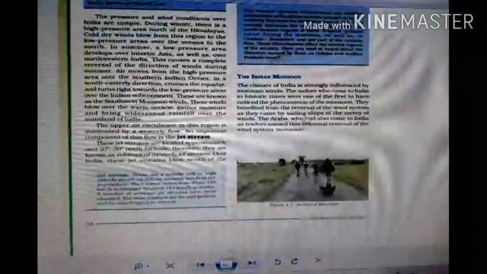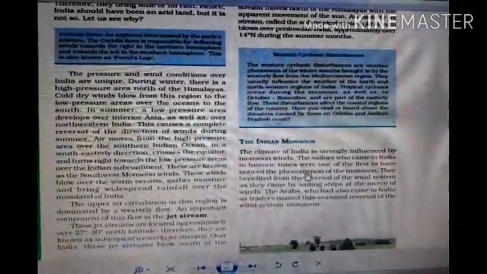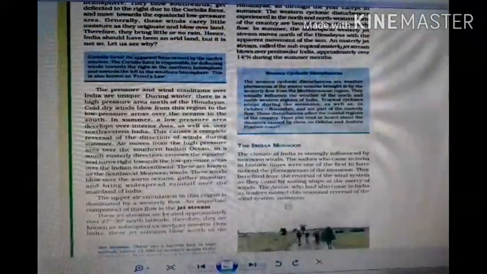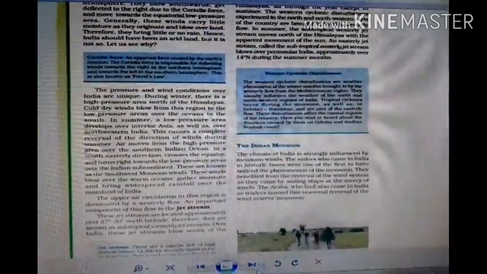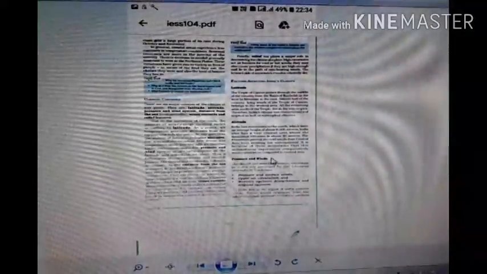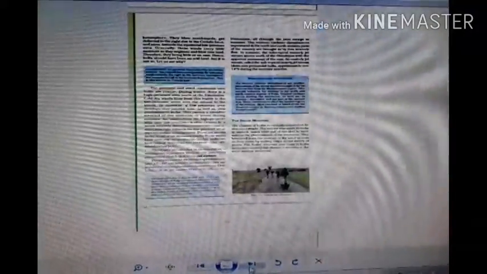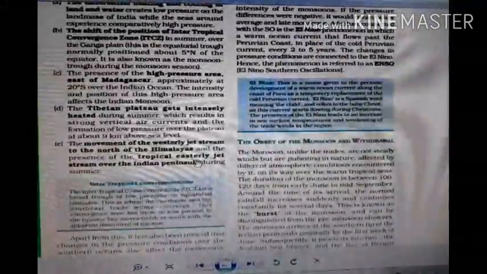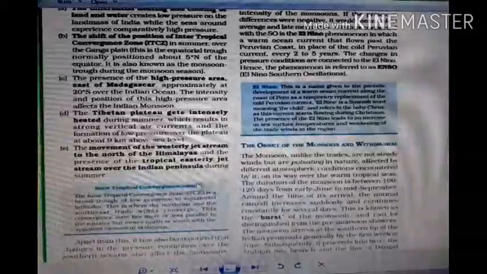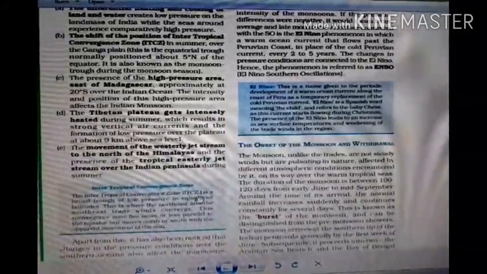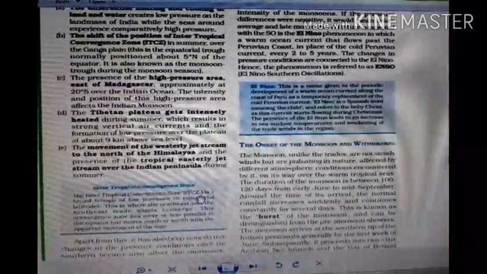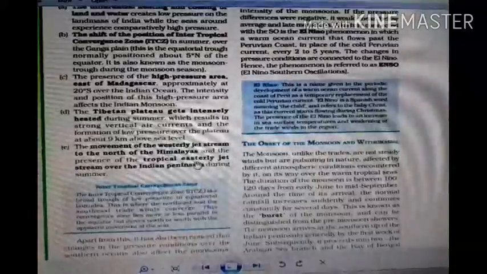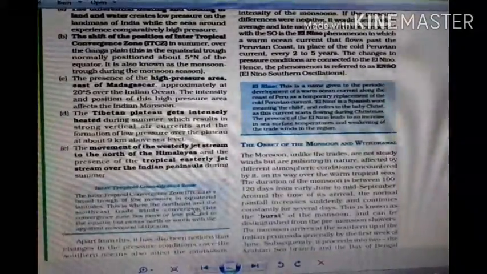In the next video we will read further and cover the Indian monsoon, and the different changes happening in the Indian subcontinent during the different seasons, in North India as well as peninsular India during the monsoon season.